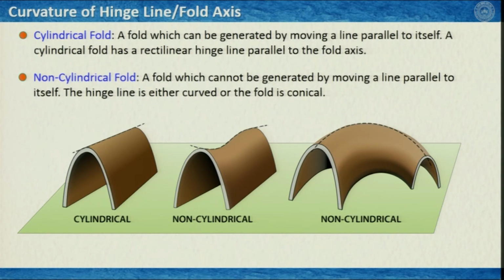So, a cylindrical fold therefore has a rectilinear hinge line parallel to the fold axis, and if the fold axis does not have a straight hinge line or straight fold axis, then this is non-cylindrical fold. So, a fold which cannot be generated by moving a line parallel to itself, and the hinge line is either curved or the fold is conical.